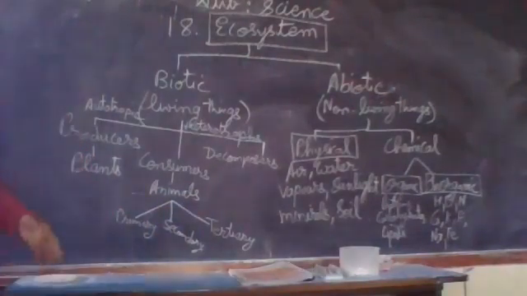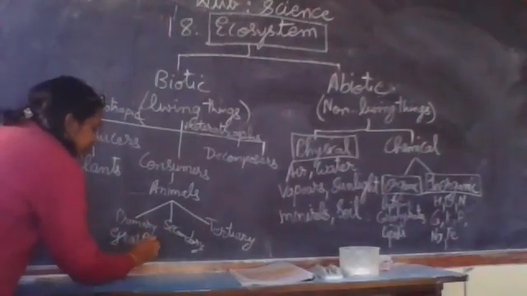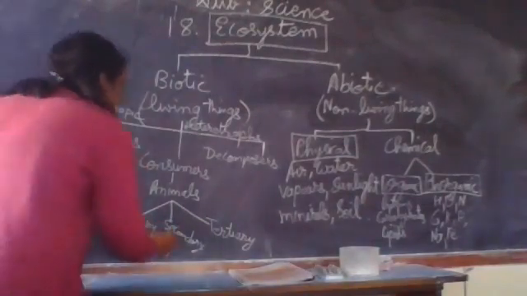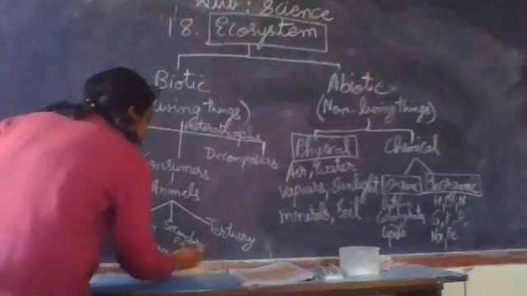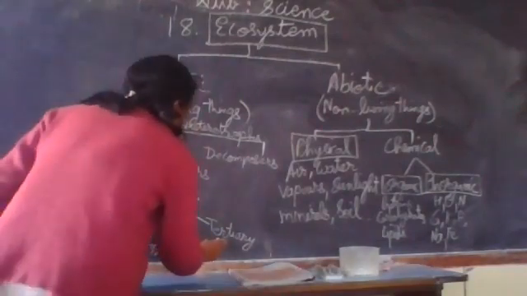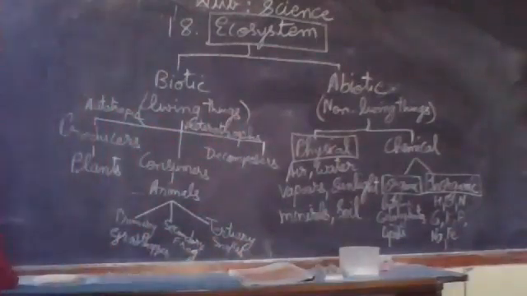Examples you can take: those who eat plants, like insects, like a grasshopper. Then you have those who eat grasshoppers. It could be a frog. Frogs feed upon grasshoppers, and in turn frogs are eaten by snakes. So you see, this type of food chain is going on among the consumers.